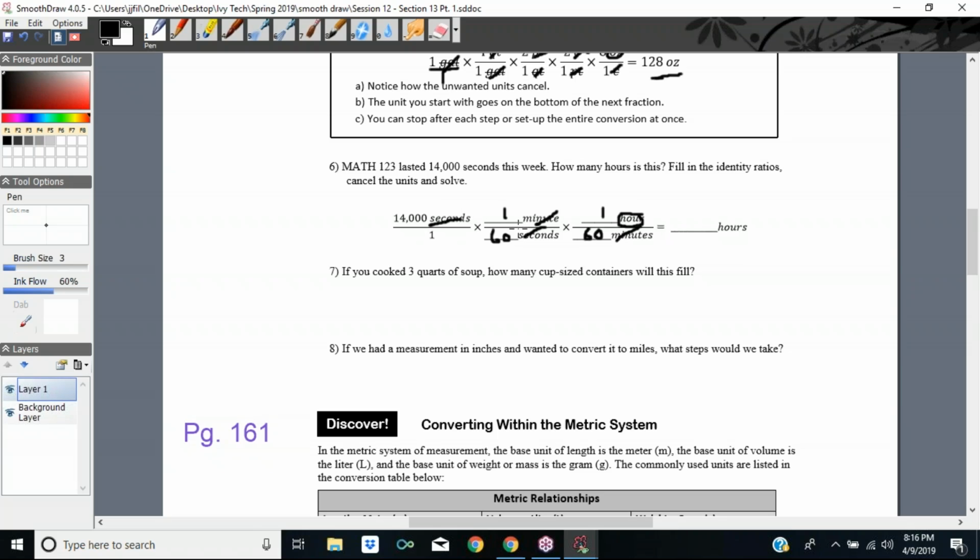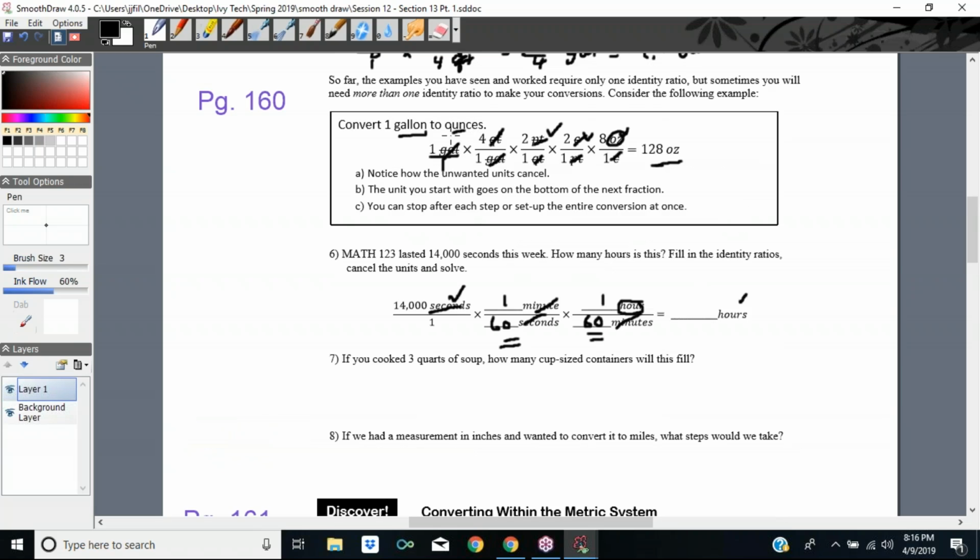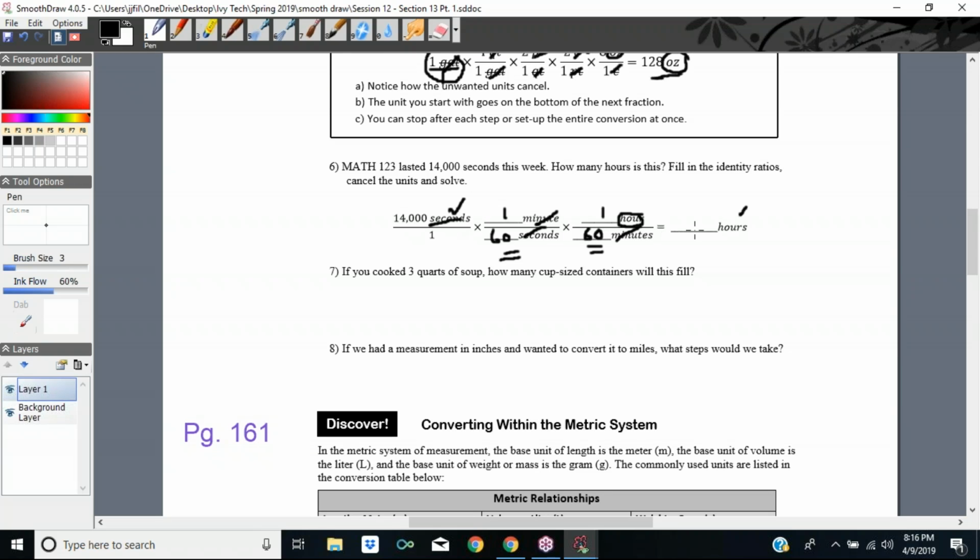So we're going to do 14,000 divided by 60 and then divided by 60 again. Now I want you to notice that we're going from a small unit, seconds, to a large unit. Notice that we're dividing this time. So when you go from a large unit, gallons, into a small one, you end up multiplying. And when you go from a small unit to a large, you end up dividing. So 14,000 divided by 60 and divided by 60 again is 3.89 or 3.9 hours.